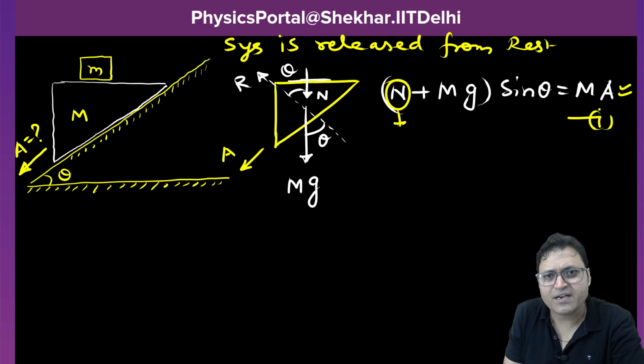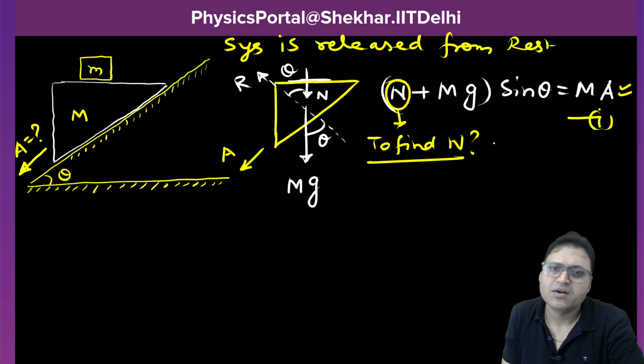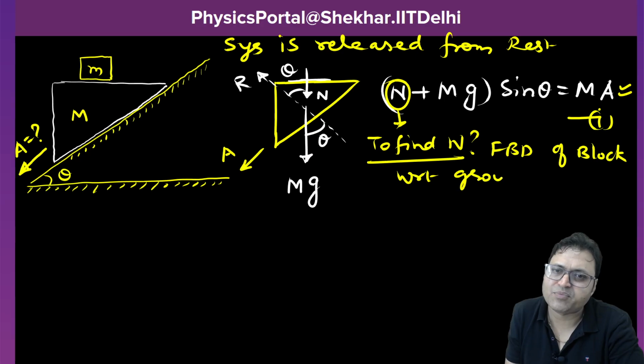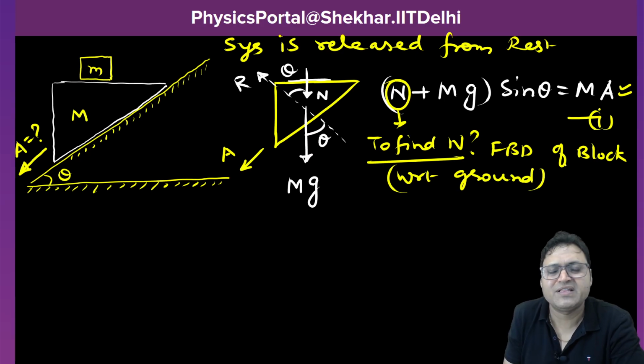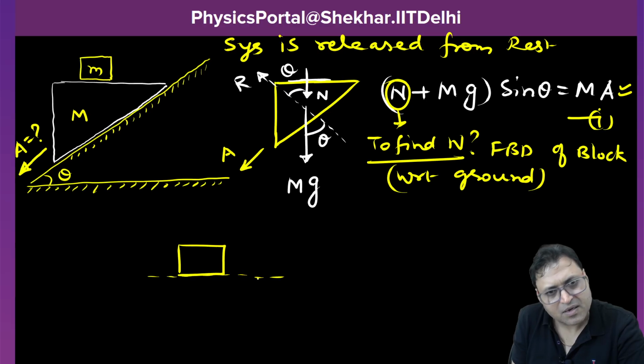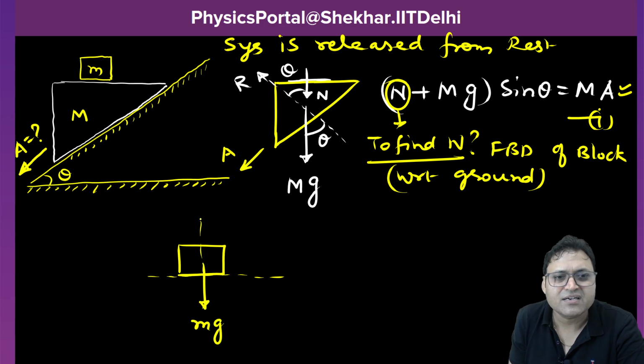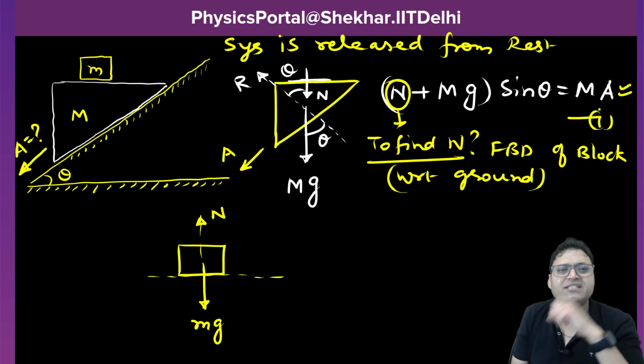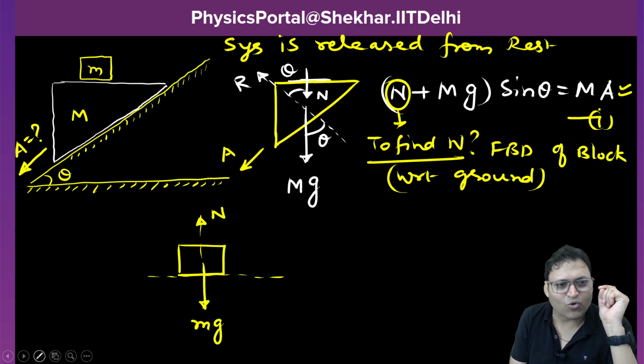To find the value of N, again draw the free body diagram of the block. Now with respect to ground, let us draw it with respect to the inertial frame first. So this is the block. The weight of the block is acting in the downward direction. The normal reaction by the wedge is in the upward direction. These are the only forces.